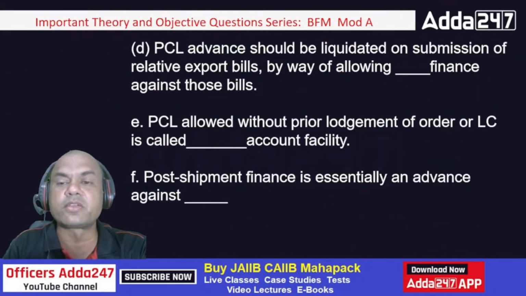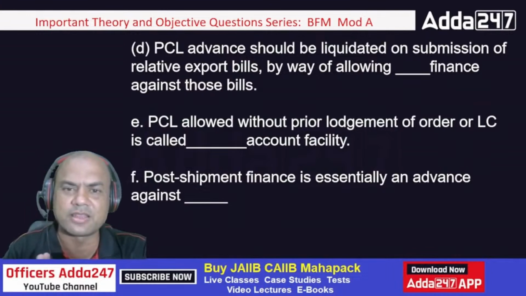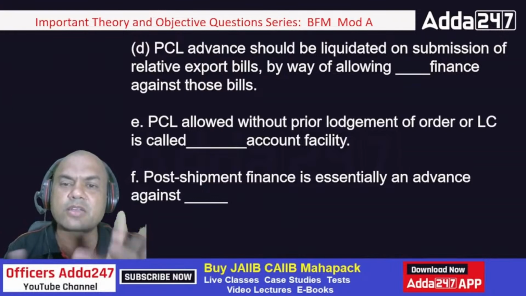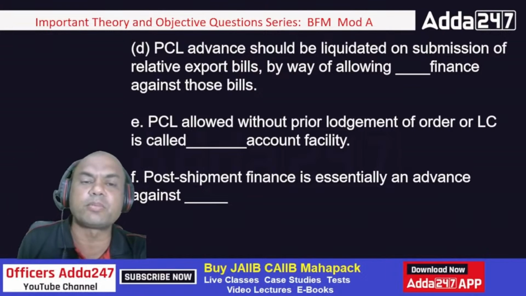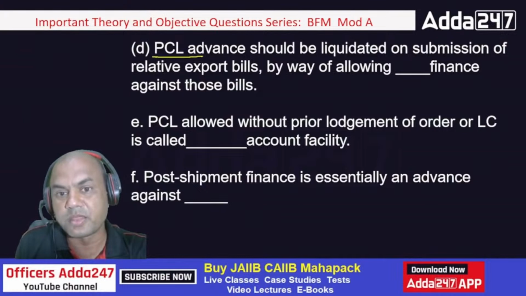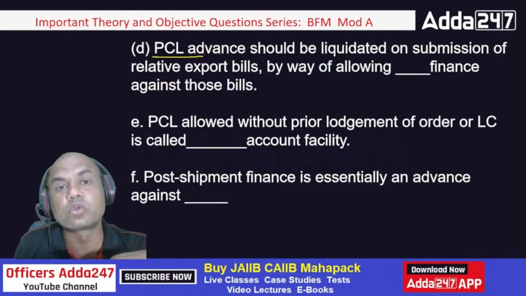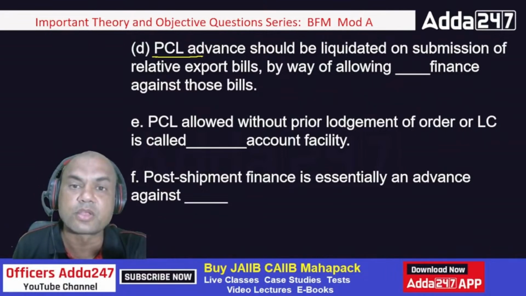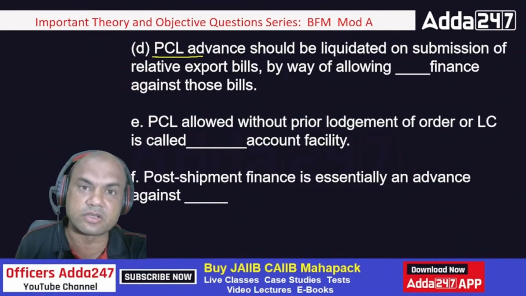PCL advance should be liquidated on submission of relative export documents by way of allowing dash finance against those bills. What is this? One advance I am giving, closing by using another advance. Is it the right way? Packing credit advance should be closed by way of allowing dash finance. So I am again doing a financing to close my earlier finance. Is this allowed? Yes, it is allowed, only in case of exports.